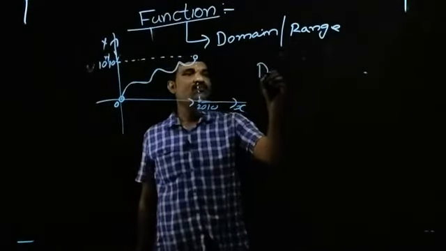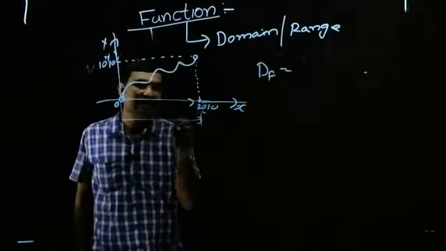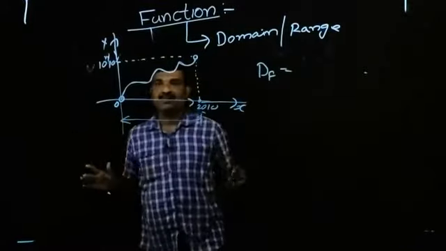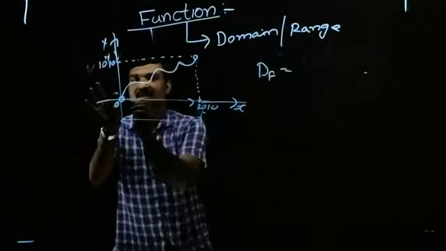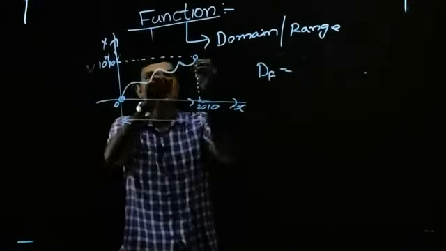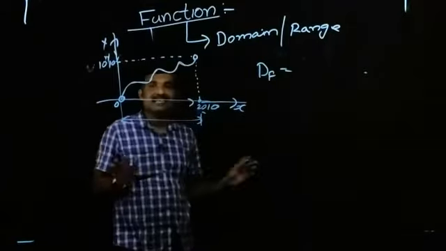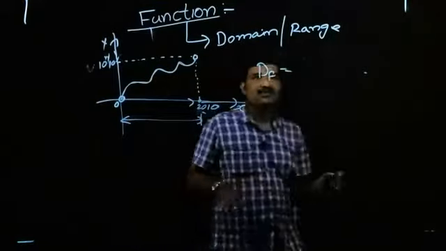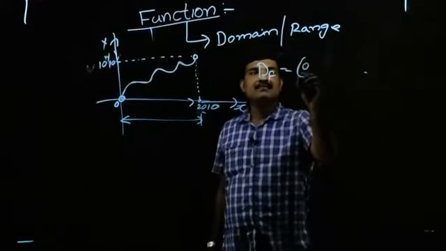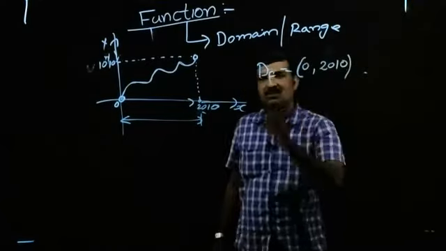So the domain of this function is this width, that is the width expansion along x-axis. That is called domain. So we start from 0 to 2010. But at 0, we have an open circle. At 2010, this value also has an open circle. That means that value is excluded. So the domain of this function is starting from 0, open bracket, meaning 0 is not included, up to 2010, which also is not included.